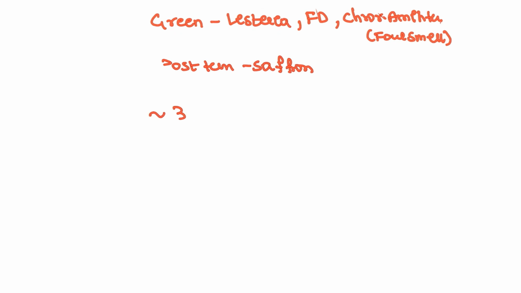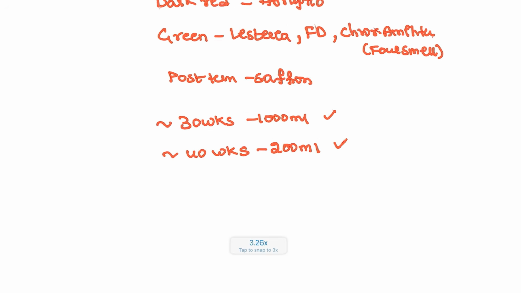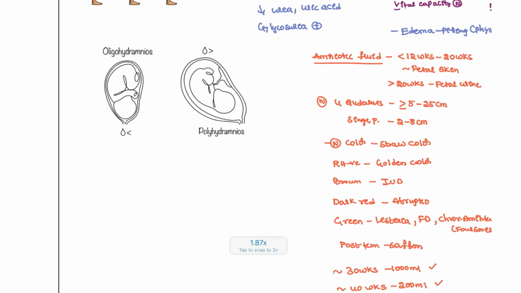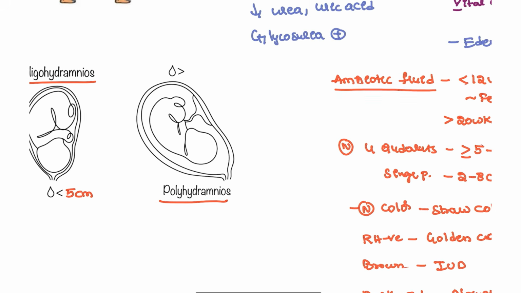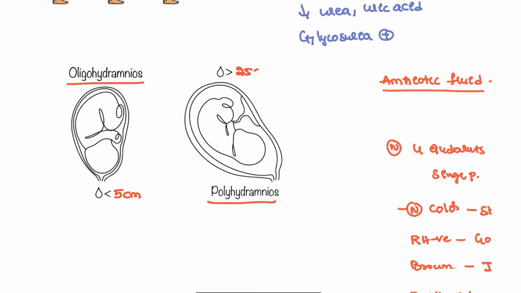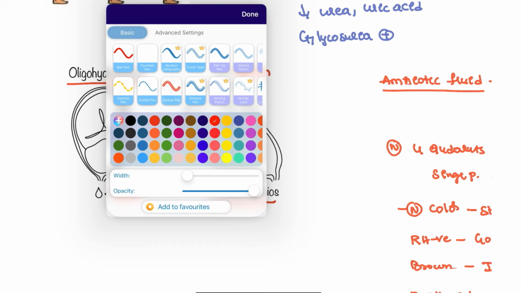By 30 weeks, on average, the fluid is going to be 1000 ml. By 40 weeks, it is going to be 200 ml, so after post-term it starts to decrease. This is the general information you have to take note of about amniotic fluid. Next, let's see the defects and how the patients will present. We say oligohydramnios if it is less than 5 centimeters, and polyhydramnios if it is more than 25 centimeters.